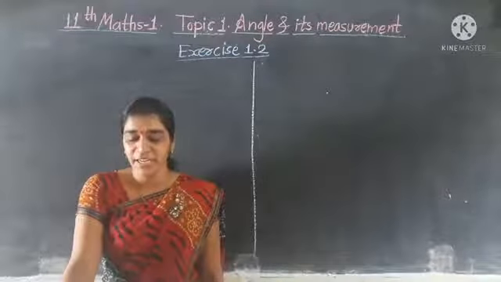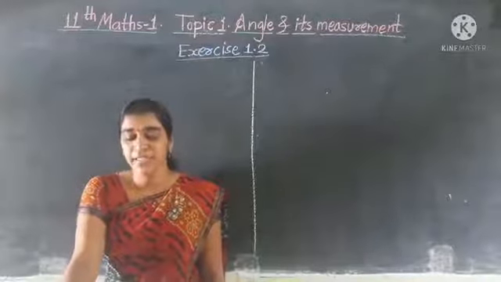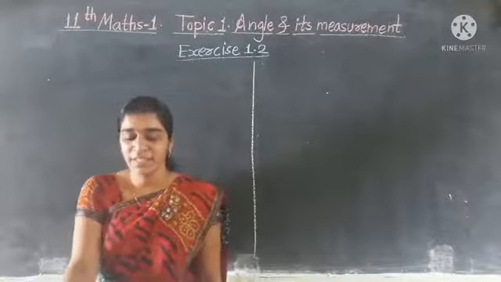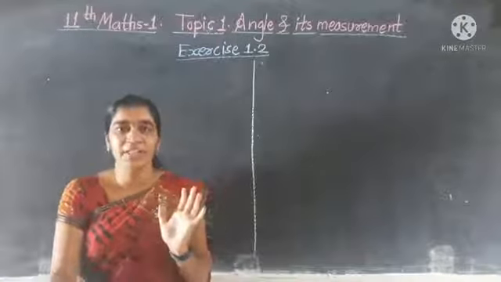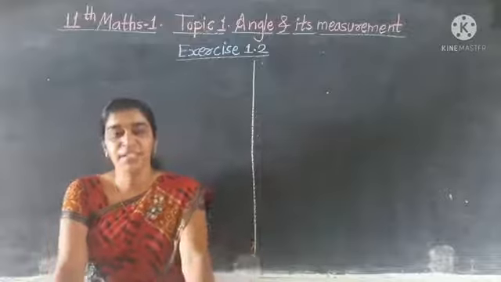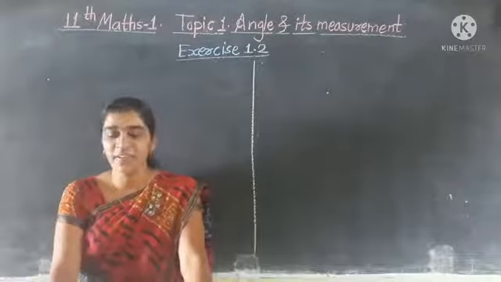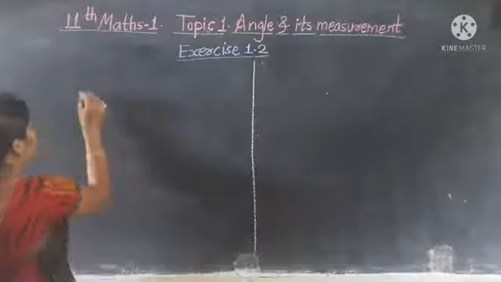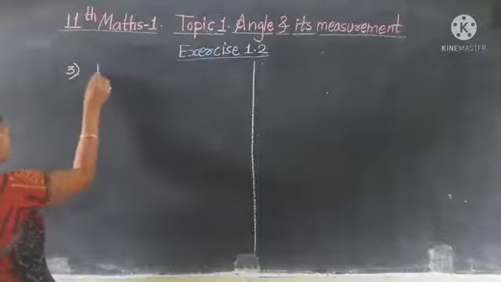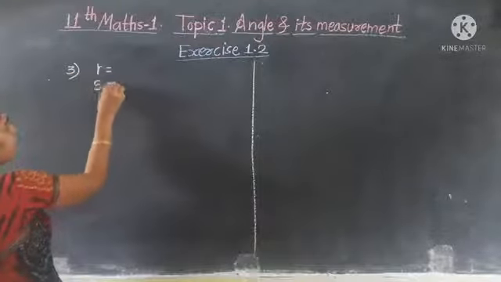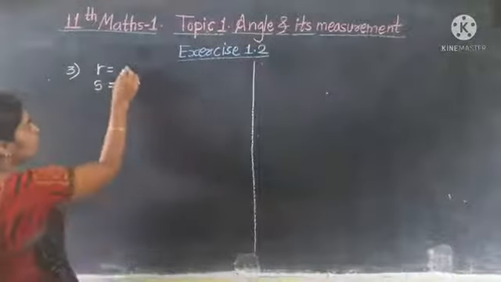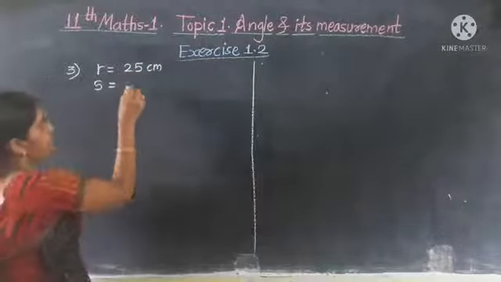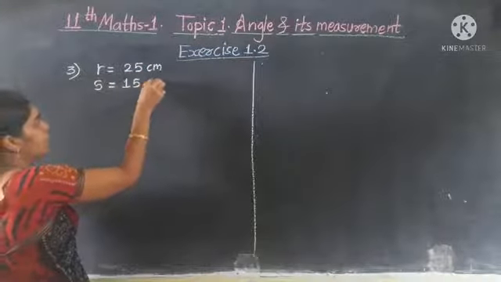Find the angle in degree subtended at the center of the circle by an arc whose length is 15 centimeter. Arc ची length दिली आहे 15 centimeter. Means here we had given S. S is given 15 centimeter and radius of the circle is given 25. So which are the things given here? First you write the given things. R is given and S is given. Radius is given 25 centimeter and S is given 15 centimeter.